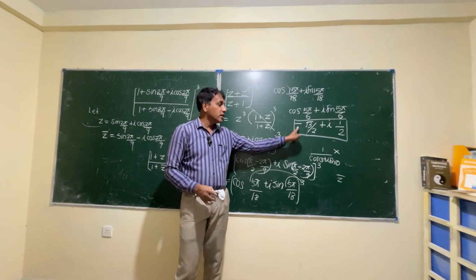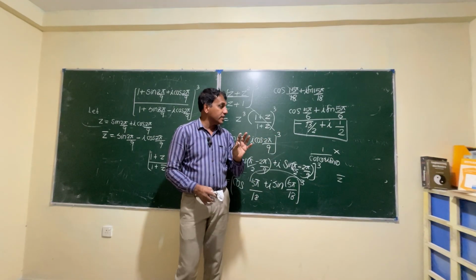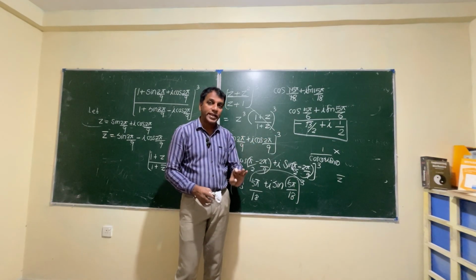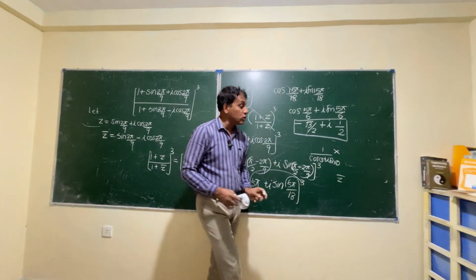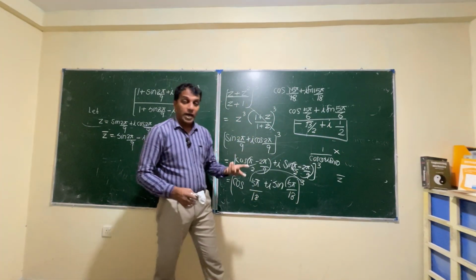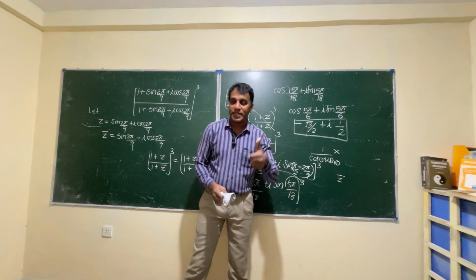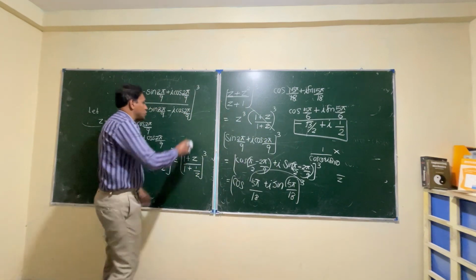The real part is negative root 3 by 2, and the imaginary part is half. Okay, fantastic problem. Okay, come back to the next topic, algebra.